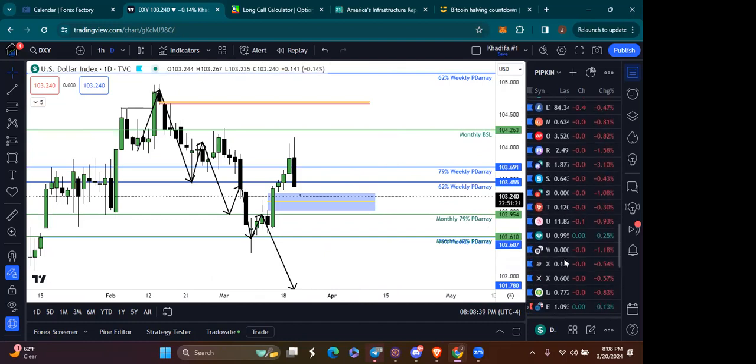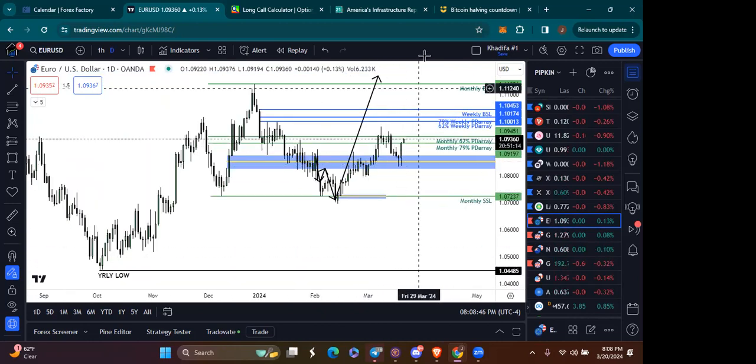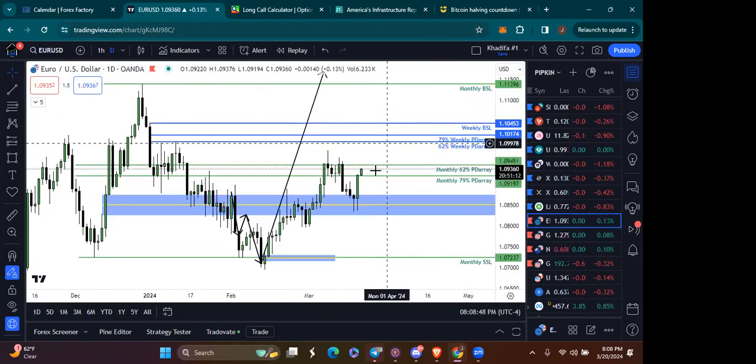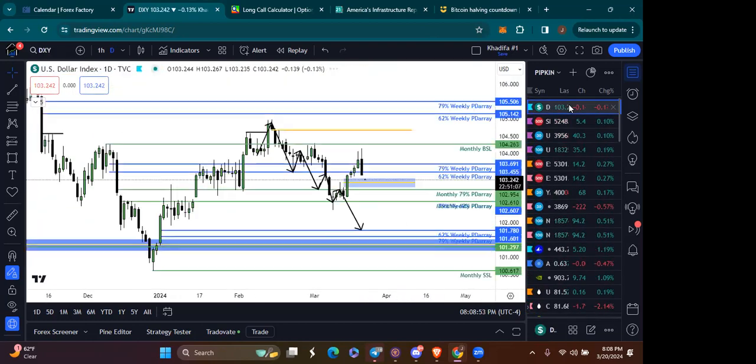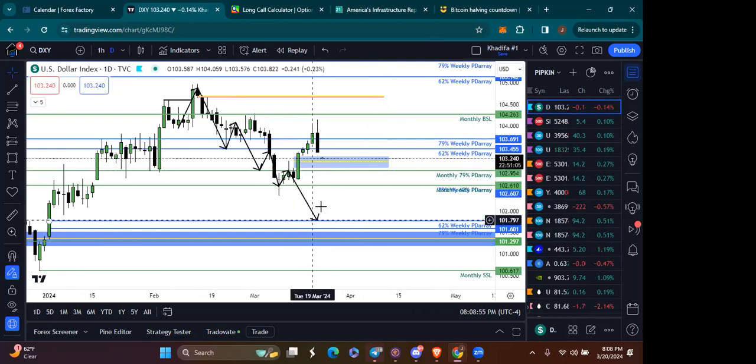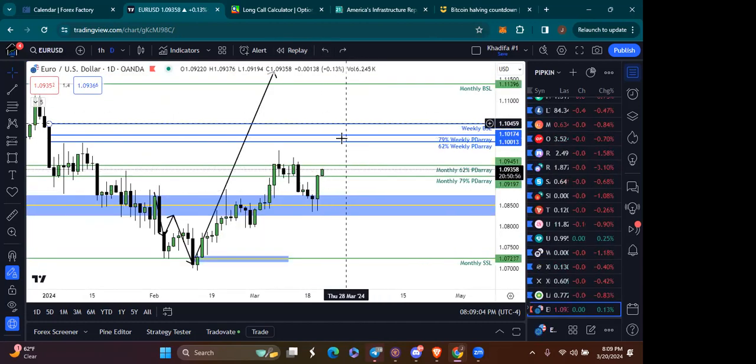Let's look at Euro USD. We're still on the play for the bullish, and this is really why I think we're still in the play for the sell side for the dollar. Because look at EU, she looks like she's just ready to blast off to run these premium PD arrays to the upside.